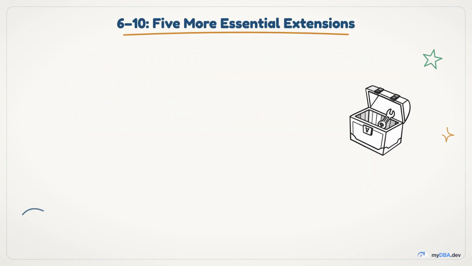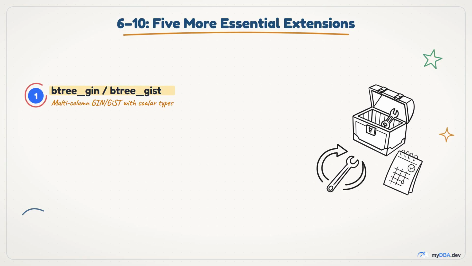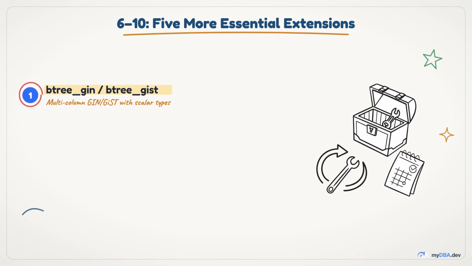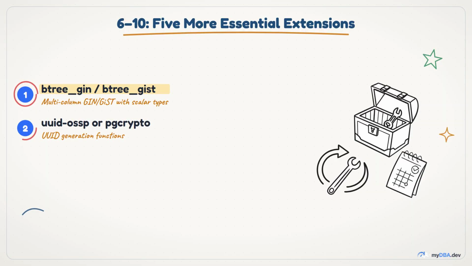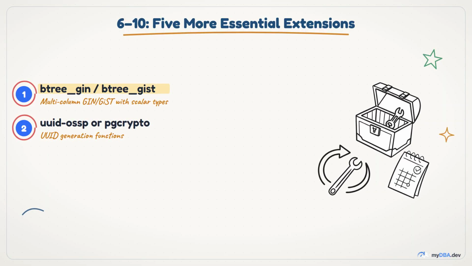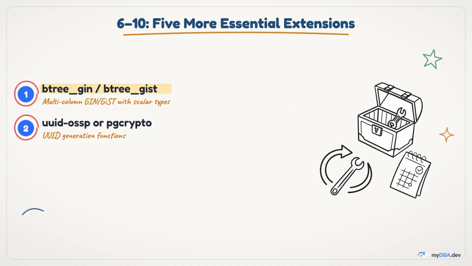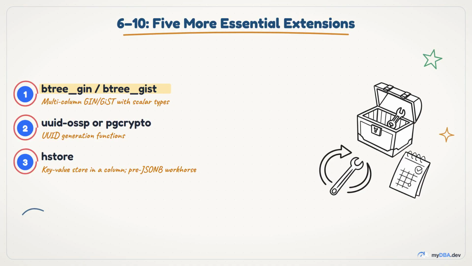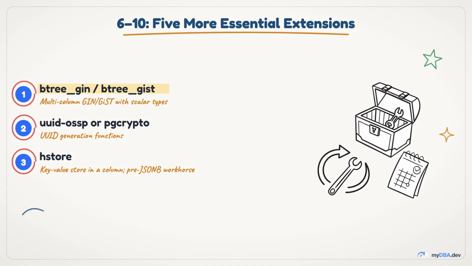Number 6. btree_gin and btree_gist let you build multi-column GIN or GiST indexes that mix scalar types with the specialized ones. 7. uuid-ossp, or pgcrypto, for UUID generation. pgcrypto provides gen_random_uuid starting in Postgres 13, while uuid-ossp offers other UUID functions. 8. hstore gives you lightweight key-value storage in a column. It was the workhorse before JSONB became common.